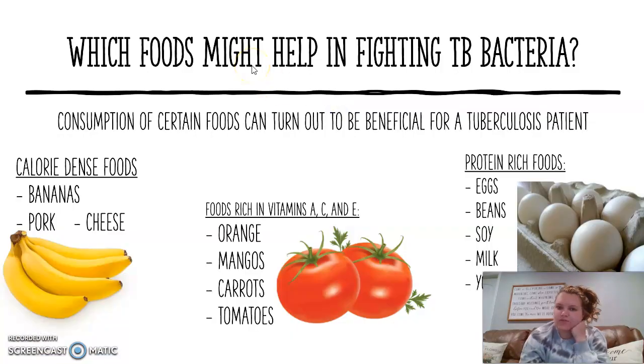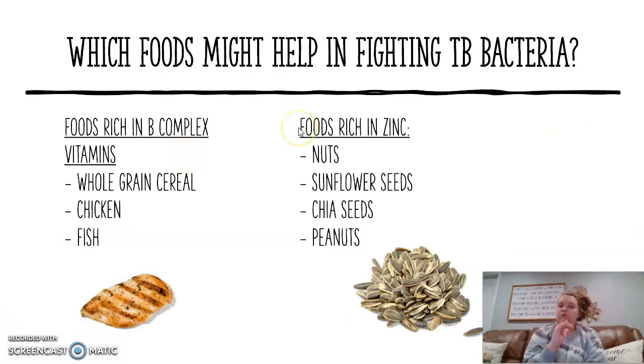Which foods might help in fighting TB? We have calorie-dense foods such as bananas, pork, and cheese. We have foods rich in vitamins A, C, and E, so we have oranges, mangoes, carrots, tomatoes. Protein-rich foods such as eggs, beans, soy, milk, yogurt. And then foods rich in B-complex vitamins, so whole grain cereal, chicken, fish. And foods rich in zinc, so we have nuts, sunflower seeds, chia seeds, and peanuts.